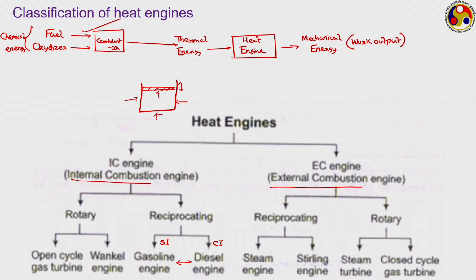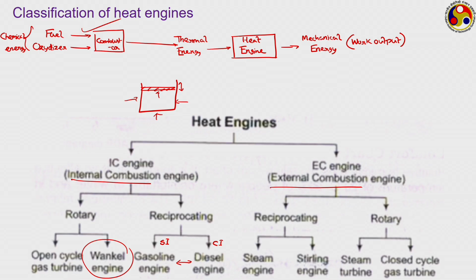Rotary example can be the open cycle gas turbine, which is the objective for this particular discussion. Wankel engine can be another example, but we are not going to talk about that. If anyone is interested, you can search on the net to get more idea about the Wankel cycle, whose working principle is somewhat related to the gas turbine, because that is also a rotary kind of internal combustion engine.